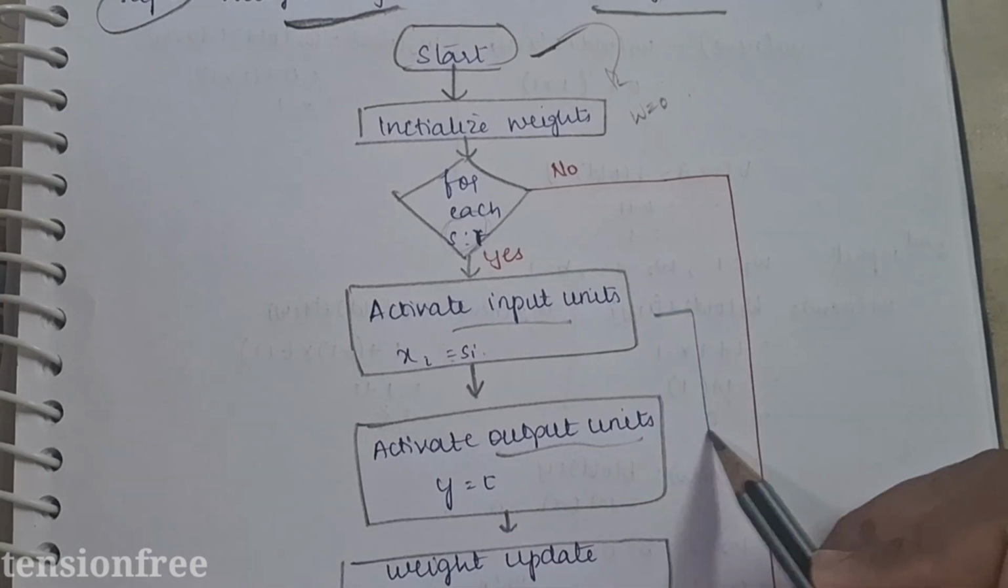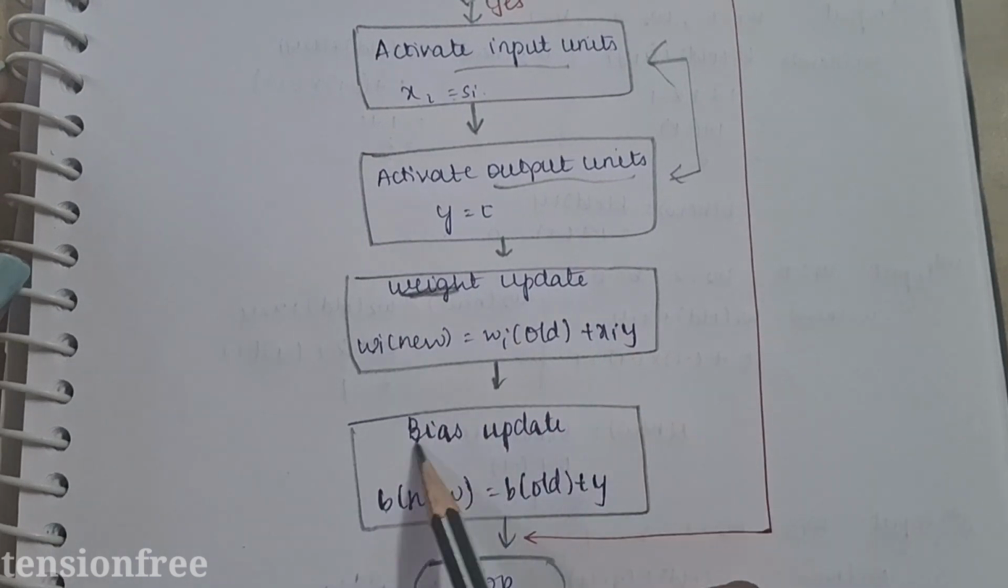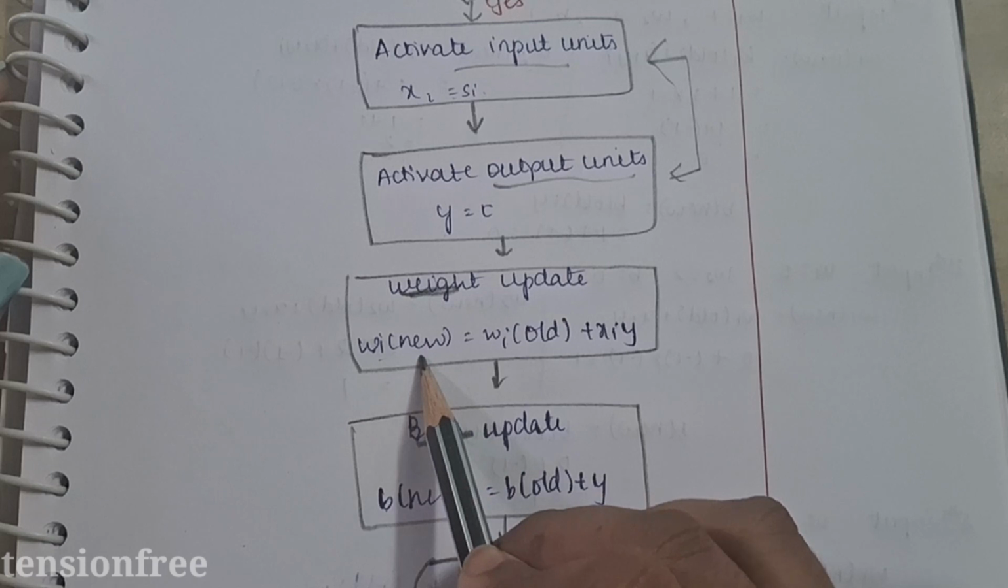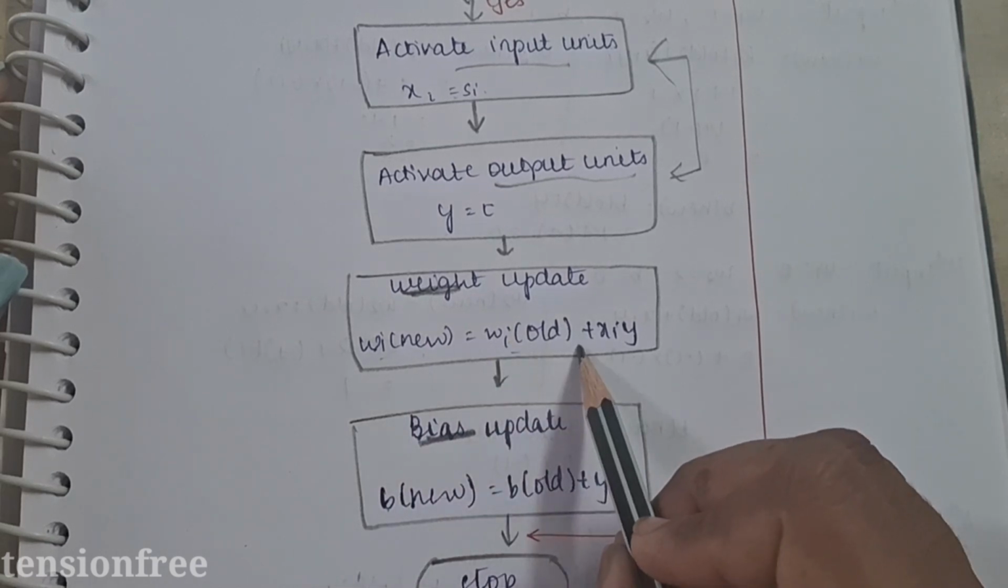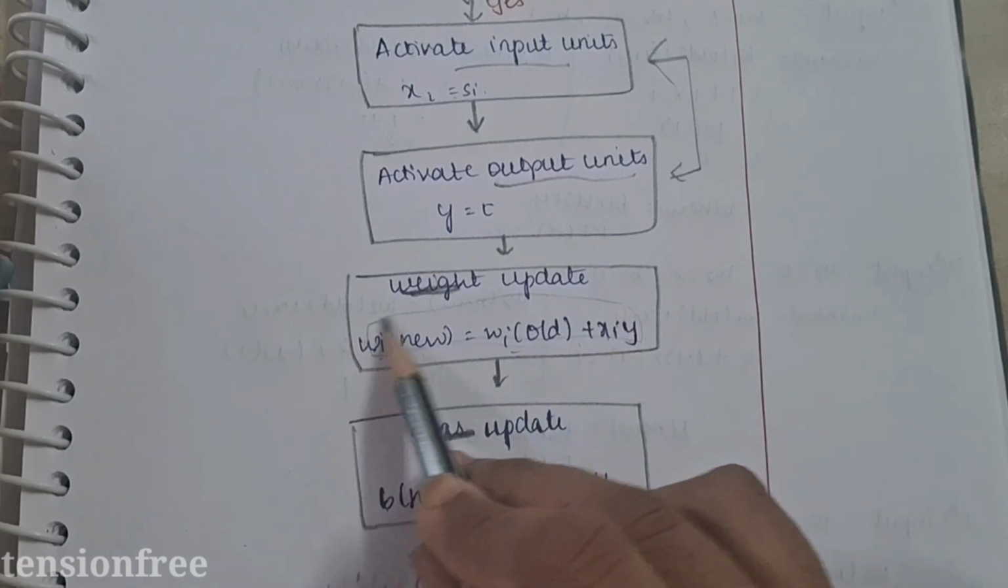After activation of input and output, we have to update the weight and the bias. What is the formula for updating the weight? W new is equal to W old plus xy. This is how we can update the weight.